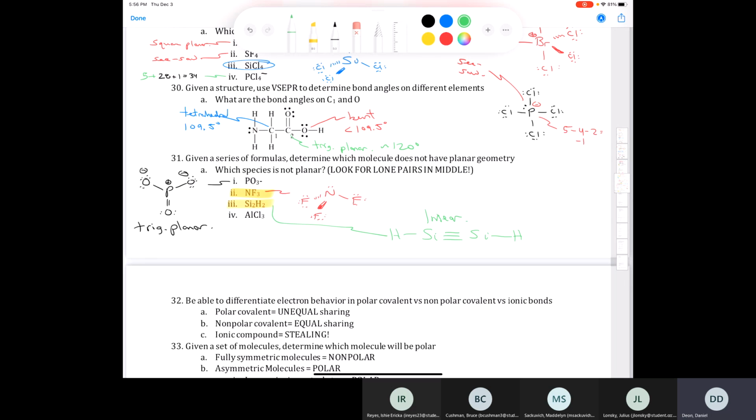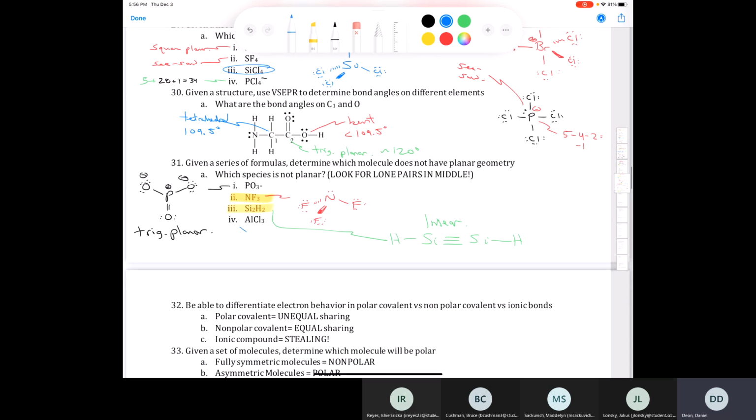And then, what else? Aluminum chloride, rather, looks like this. There's no such thing as aluminum trichloride, it's aluminum chloride. Sorry, Mr. Dion is talking fast and I'm not thinking. There we go. And it's trigonal planar as well. Okay, so trigonal planar, right? And nitrogen trifluoride was trigonal pyramidal.